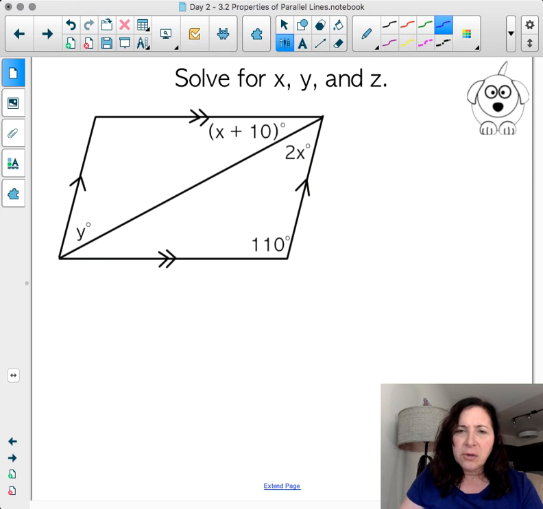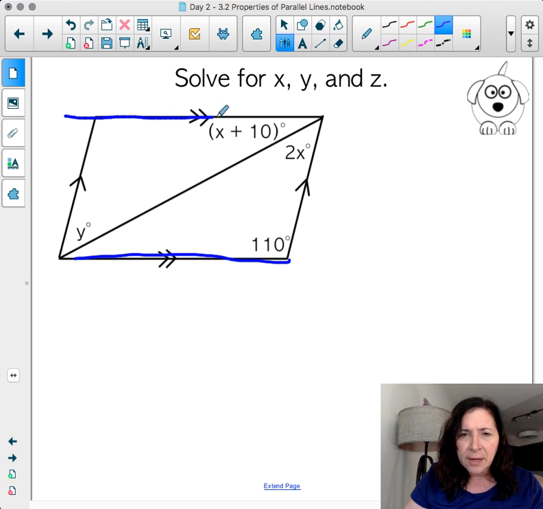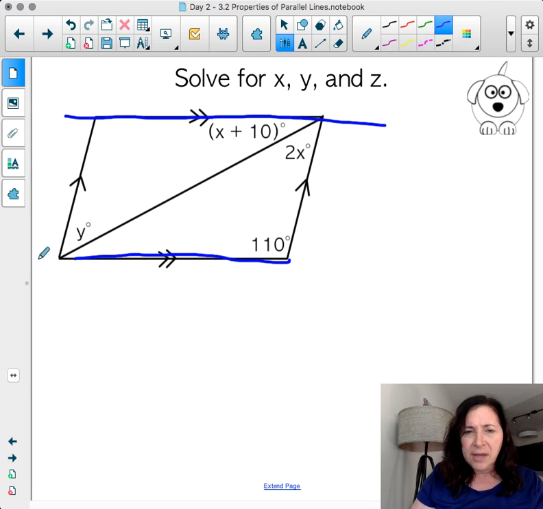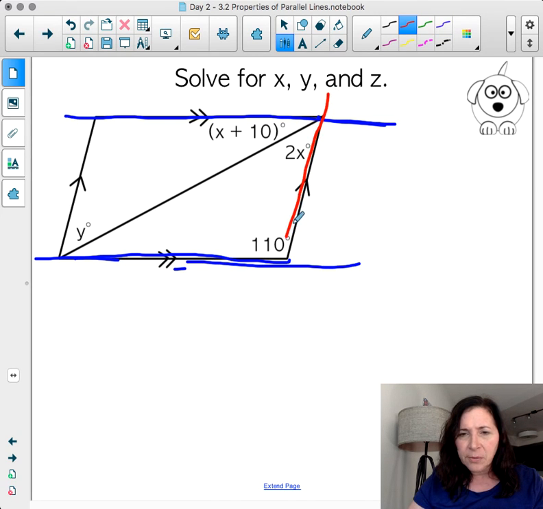The next picture, we have x, y, and z. So we know that these two lines here are parallel. The two blue lines are parallel. And I actually like to extend these. I think it helps because you never know when you might see something a little bit differently if you extend them. And then these two lines here are also parallel, this one and then this one.